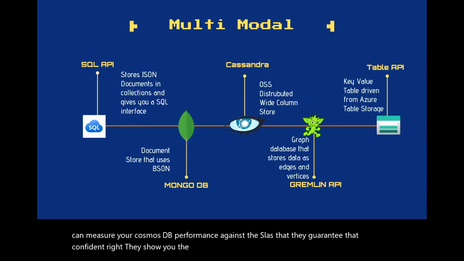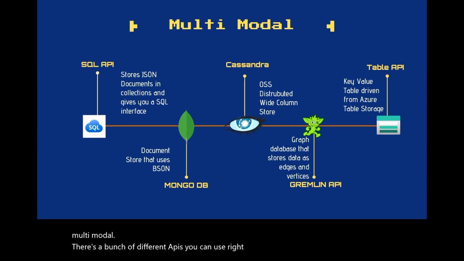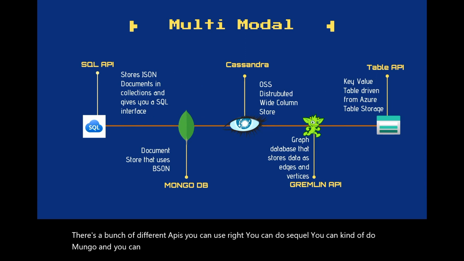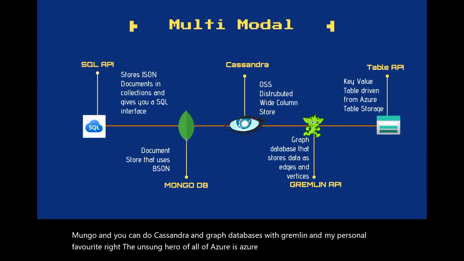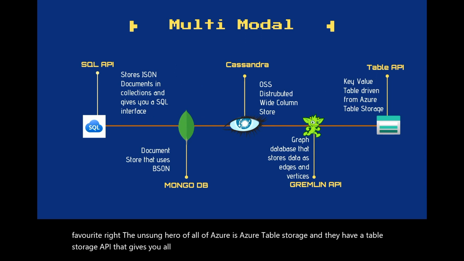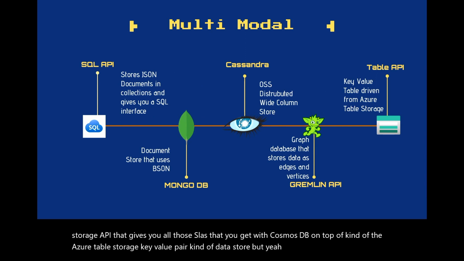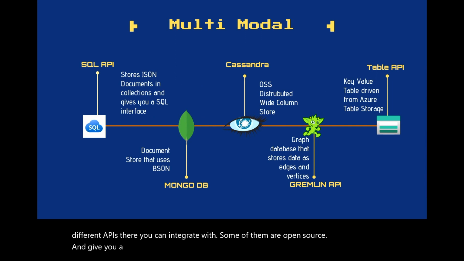One of the benefits of Cosmos DB is that it's multimodal. So there's a bunch of different APIs you can use. You can do SQL, Mongo, Cassandra, and graph databases with Gremlin. And my personal favorite, the unsung hero of all of Azure, is Azure Table Storage. They have a table storage API that gives you all those SLAs that you get with Cosmos DB on top of the Azure Table Storage key-value pair data store. Ultimately, there's a bunch of useful different APIs there you can integrate with. Some of them are open source, and they give you a bunch of capabilities.